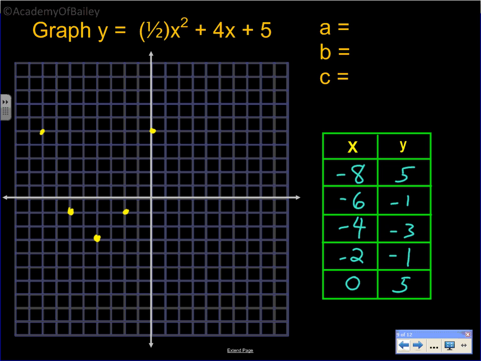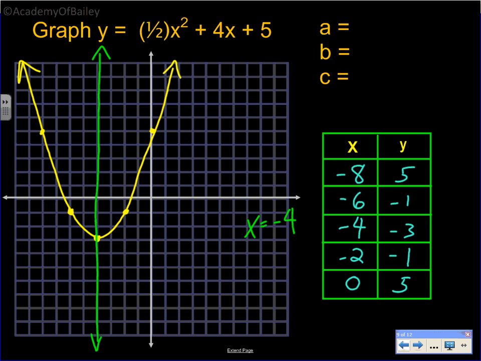And this is our vertex right here at the bottom. Remember, you're supposed to draw a round, smooth curve through that vertex. Put arrows on the ends of it. And you have your graph. The axis of symmetry equation, x equals negative 4, is right here. That's your axis of symmetry. You do not have to have the axis of symmetry on your graphs. This is just something extra I'm showing you.